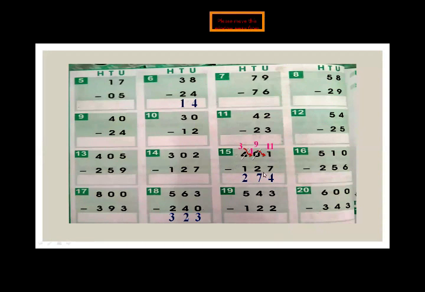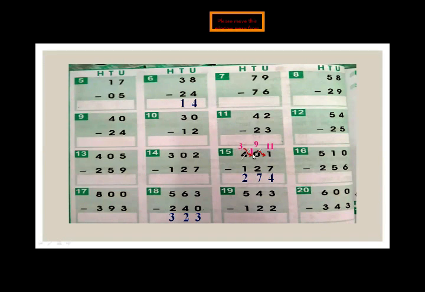401 minus 127. Starting from ones place. Here you see that 1 is smaller than 7. What you need to do here, you need to take borrow from tens place digit. But on tens place also 0 is given. So you need to take borrow from hundreds place digit. Here hundreds place is 4. When 4 gives 1 borrow to 0, it will become 10. And when 4 gives 1 borrow, it will become 3.